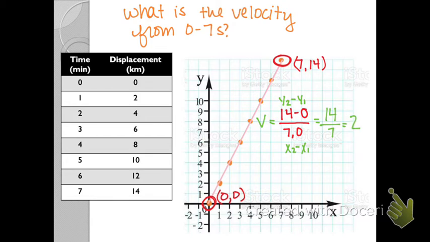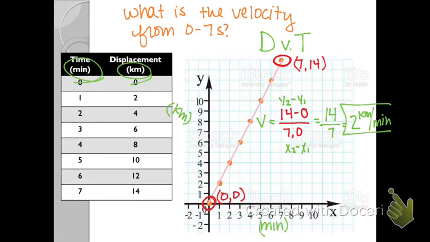What are our units here? Kilometers. Kilometers per minute. And what are the things I'm missing on my graph? I'm missing a title, and I'm missing my labels. You would put displacement, but I'm just going to go ahead and put the unit there that goes with it. So my answer should have been 2 kilometers per minute.